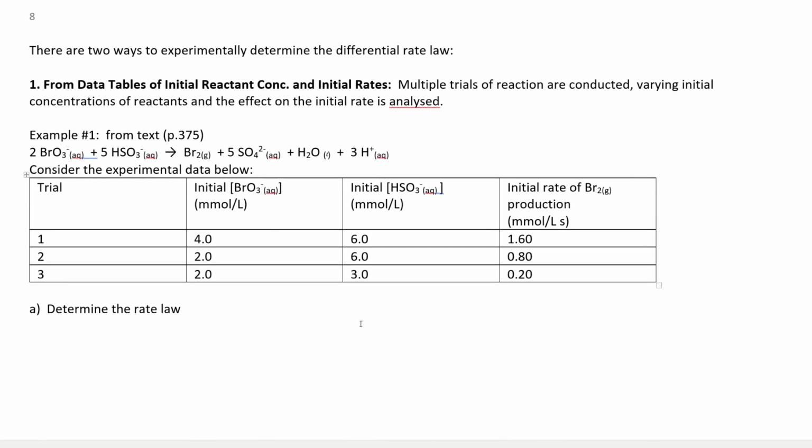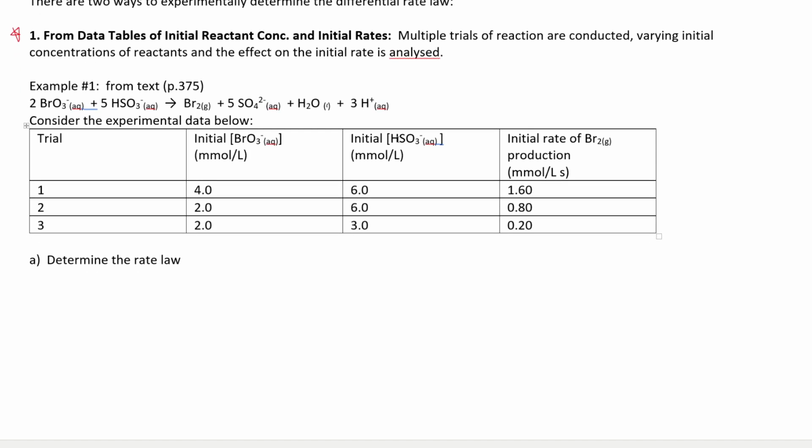There are 2 ways to experimentally determine differential rate law. We are only going to look this year at using data tables of initial reactant concentration and initial rates. So multiple trials of reactions are conducted, varying initial concentration of reactants, and the effect on the initial rate is analyzed.